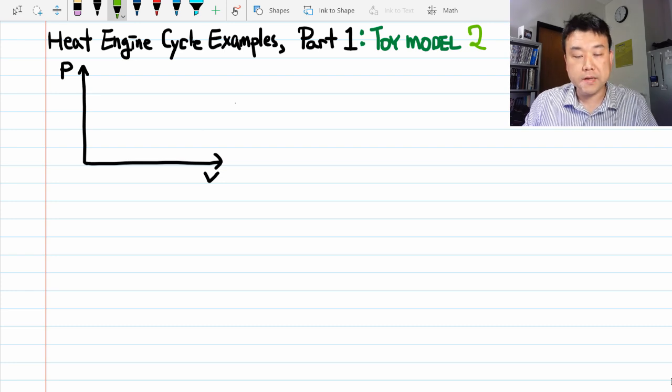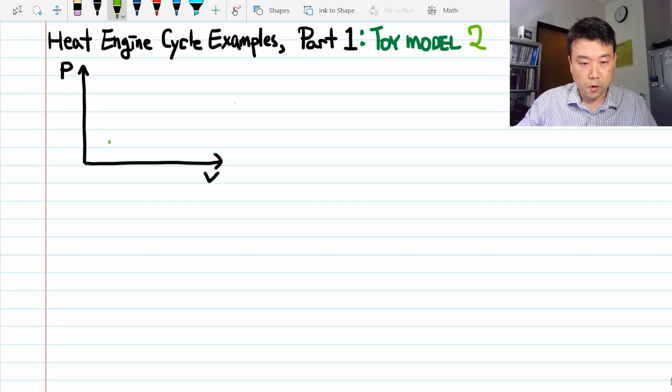It's not a representation of a realistic heat engine cycle, but it's an illustrative example that'll show you some calculational techniques and what you will need to know when you are ready to analyze a realistic heat engine cycle in part 2 of these videos. So let me sketch out the thermodynamic process here.